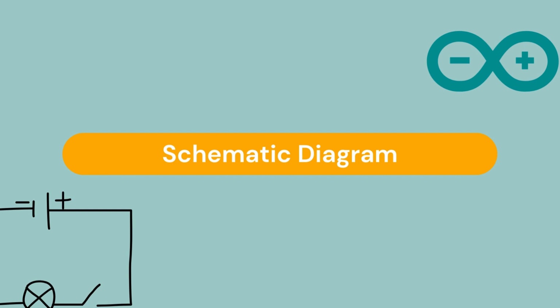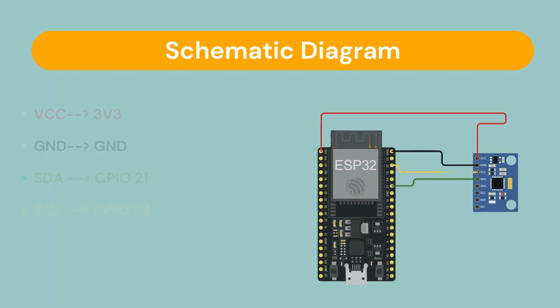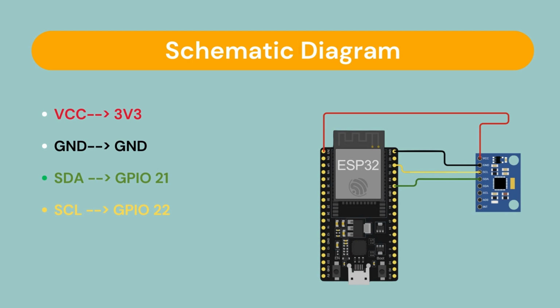Let's take a look at the schematic diagram for connecting the MPU6050 to our ESP32. First and foremost, we will be connecting VCC to the 3V3 pin on the ESP32 board, and we will also connect the ground pin to ground on the ESP32 board. We will connect the SDA to GPIO21 and the SCL to GPIO22.